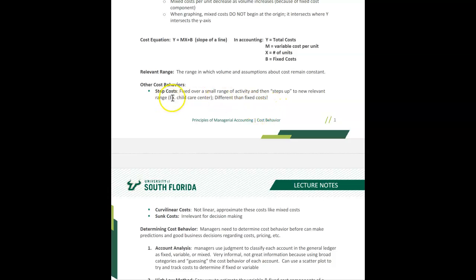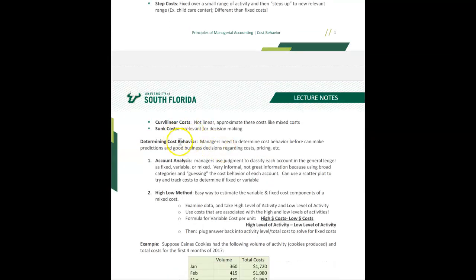A better example than, I don't know what we have here for Child Care Center, but would be if you had another shift at work and you had to add more supervisors, or maybe a new foreman on a line, that would be another hunk of fixed costs. Now curvilinear costs have a bit of a flaw in them. These are not linear, and we approximate these costs like mixed costs, but we're not going to have to worry about this. And then the last one is sunk costs, and sunk costs are anything that's in the past. If it's in the past, it's irrelevant.